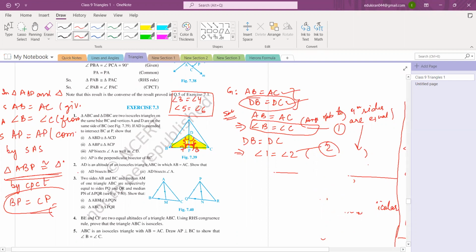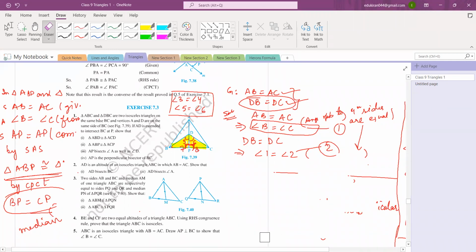So it says that two sides AB and BC and median AM. Okay, what is a median? Mridula, you tell me what is a median. Ma'am, the midpoint. Yes, so if this is a triangle and this is a median, that means this side is equal to this side. So it divides the side into two equal parts. This is called a median.